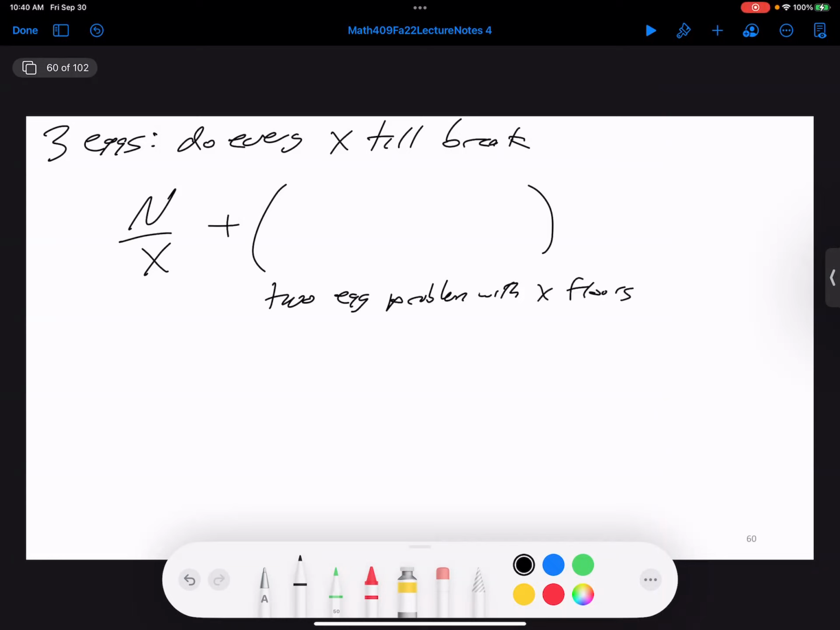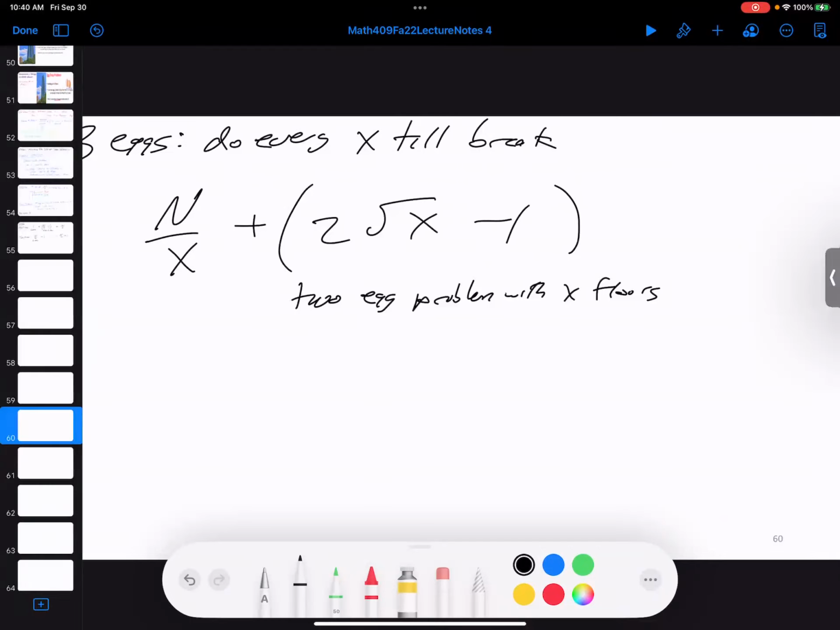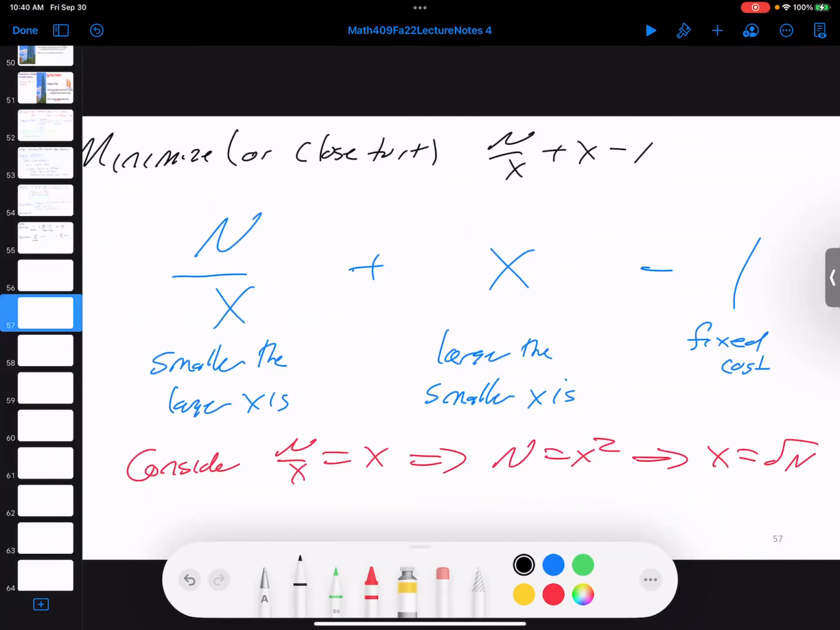And we just showed a moment ago that if you have x floors, it's square root of x plus square root of x minus 1. So it's basically 2 square roots of x minus 1. Does everybody see where that comes from? This is coming from, in the 2-egg problem, the best choice was x equals square root of n. So if you have n floors, it's n over root n plus root n minus 1. It's 2 root n minus 1.